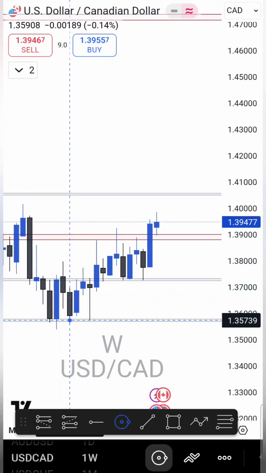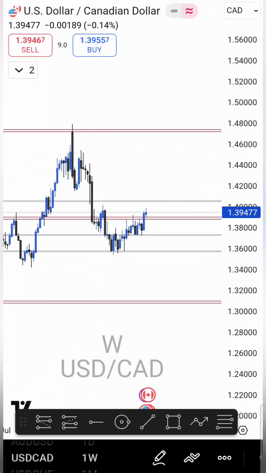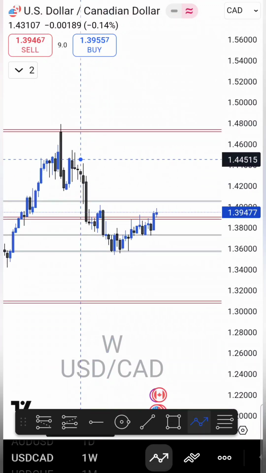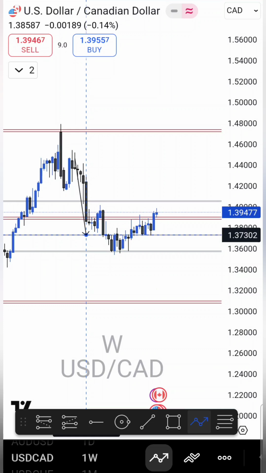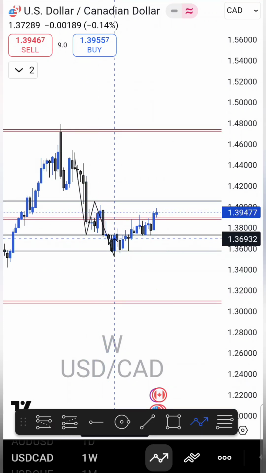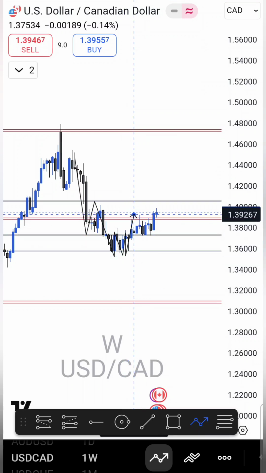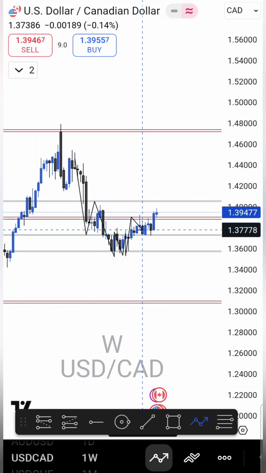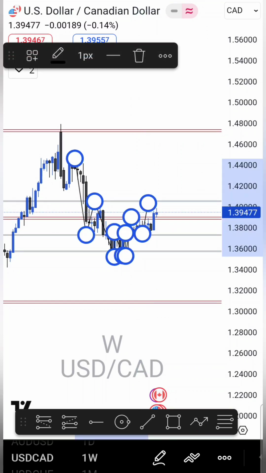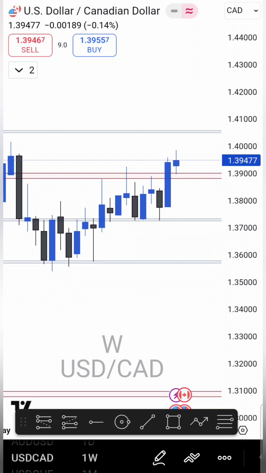Price found support here. Initially, price was going down for that retest, remember? So initially price was going down, a series of lower low, lower high. It made a lower low here. It found support, couldn't go down, found support again, some kind of triple bottom, and now it has broken above the weekly mid-range zone. Let me just zoom in so that you can see it well. It has broken above the weekly mid-range zone.